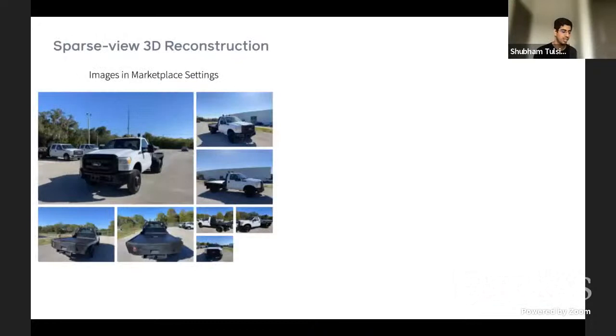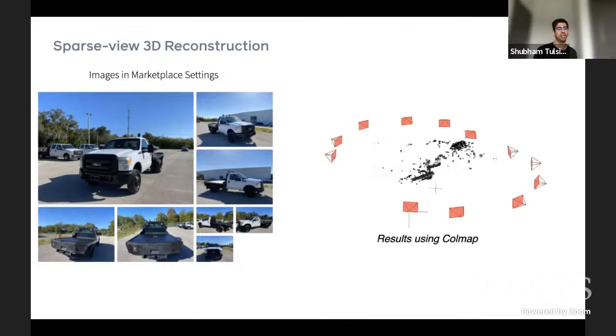The setup that we are interested in is to some extent motivated by this marketplace setting, where someone who wants to, let's say, sell their car would naturally upload a few images of the object that they want to sell. For example, for this particular car, the user uploaded 8 images on Craigslist. These 8 images show the car from diverse perspectives, but these are, of course, a far cry from the hundreds of images that some of the recent multi-view reconstruction approaches would require. And given just these 8 images, we want to be able to infer the 3D for this particular object.